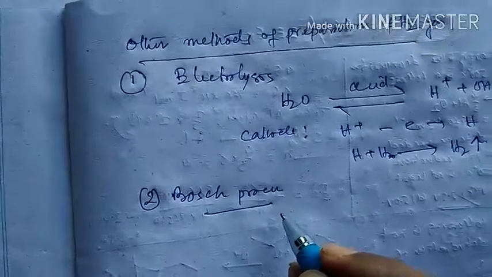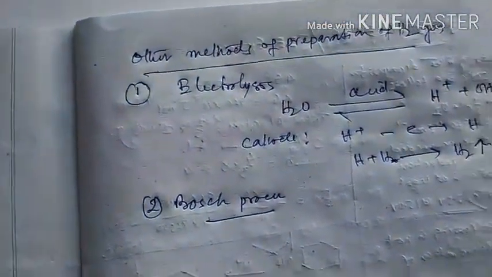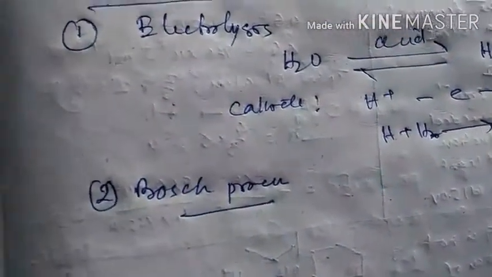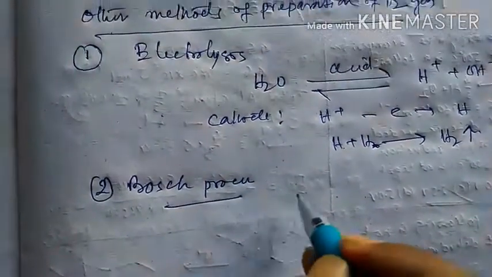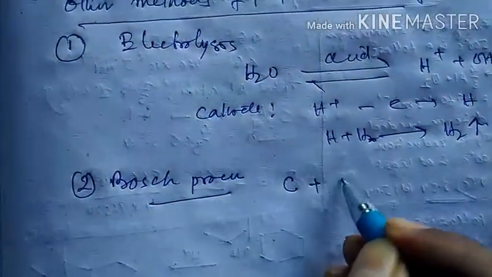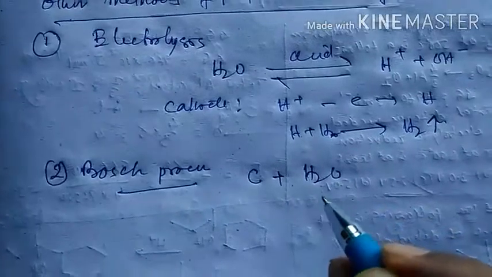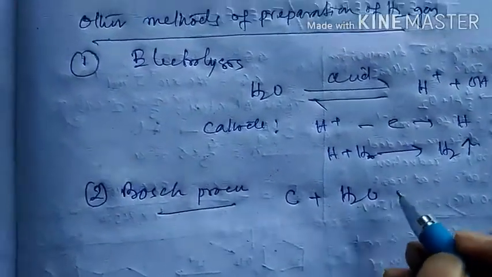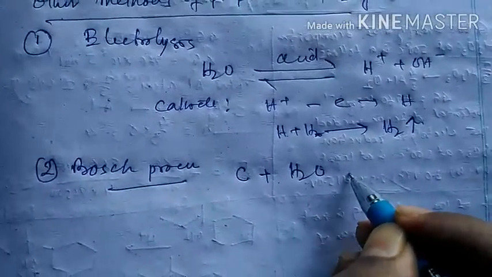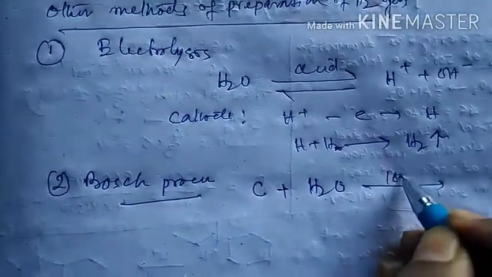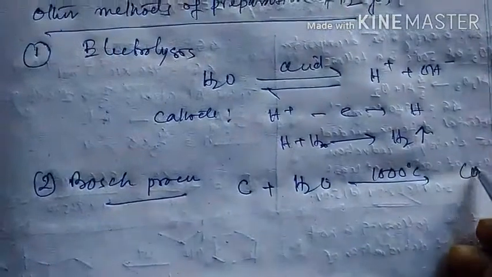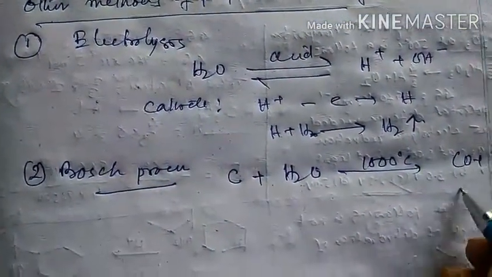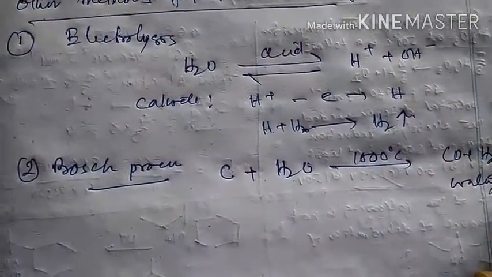Now in the Bosch process, actually what happens, it contains the following steps. You can see first, in the Bosch process, carbon in the form of hot coke in the furnace, in presence of water, produces CO plus H2. This is called our water gas.